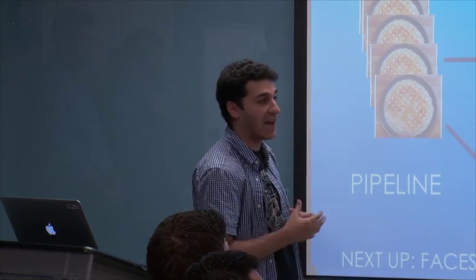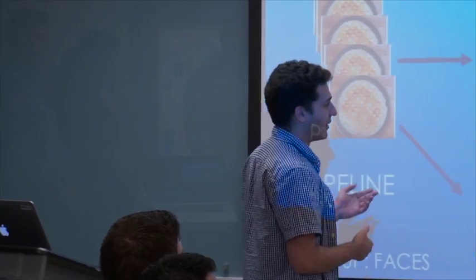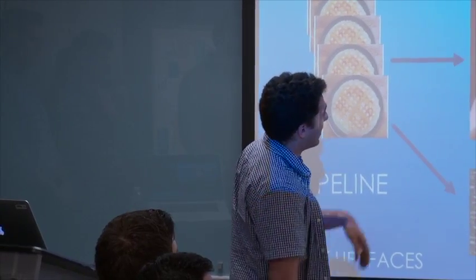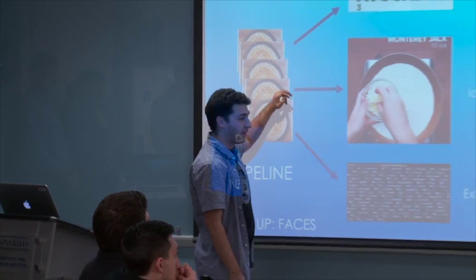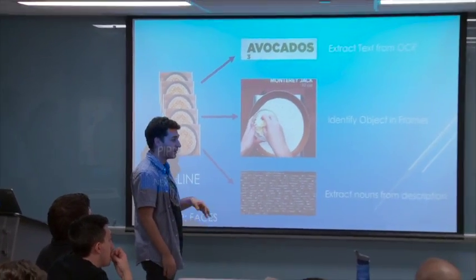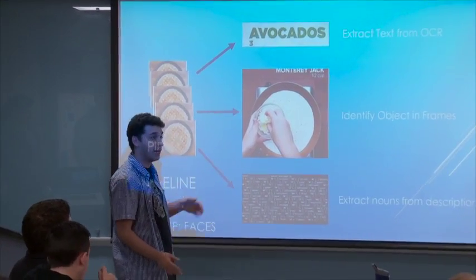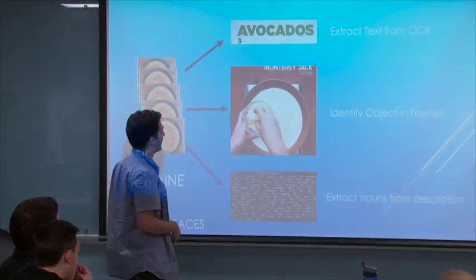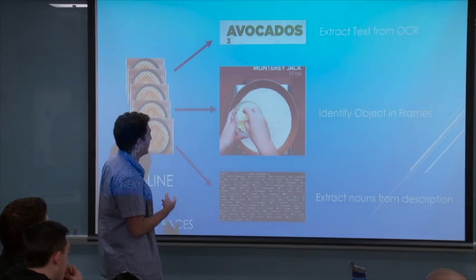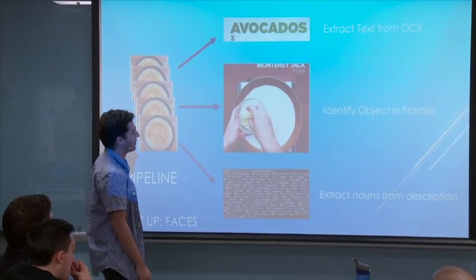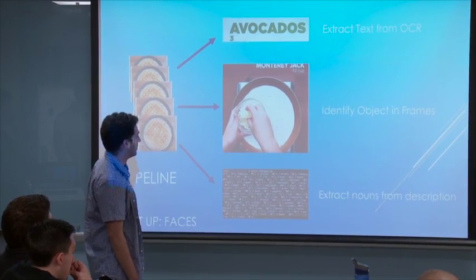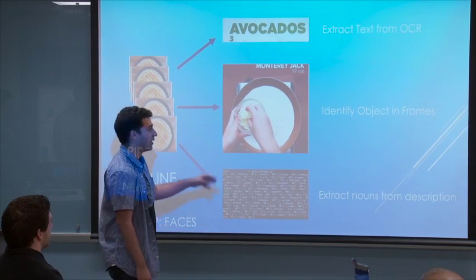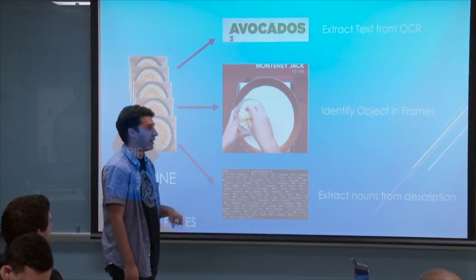The first two parts are what is in the images and the frames of the videos. The first was optical character recognition of text within the videos. The specific data set of videos that I was using actually had really nice, clear, bold text that would indicate certain ingredients or objects or measurements that were going to be used in those videos. And the second one was identifying objects within those frames.